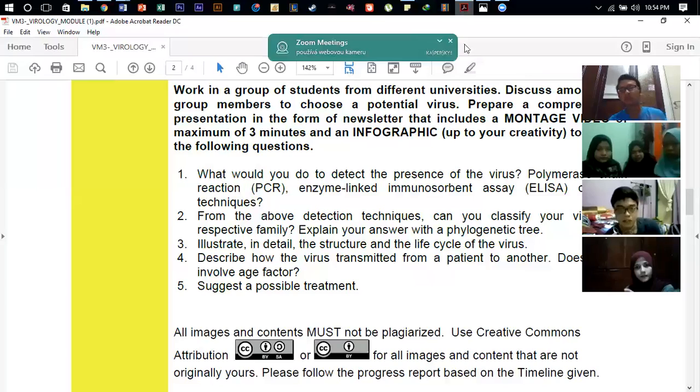Based on our task, we have been given 5 questions, right? Should we assign who should do which question? For question number 1, who's going to do it? Question number 2, who's going to do it? Okay, for number 1, PCR, ELISA, and other techniques to detect the presence of the virus, who wants to volunteer to take this question and find more information? No, these are the 5 questions that are given to us. We just want to assign who's going to do what questions now.